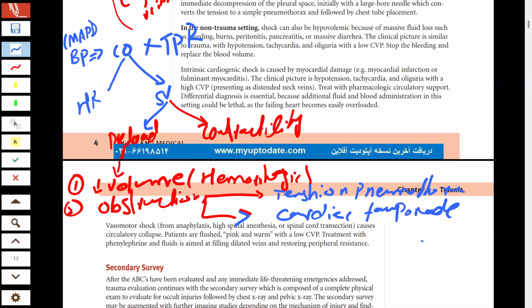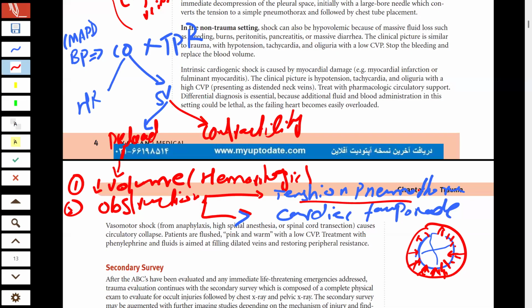So basically, what happens in cardiac tamponade? Here is the heart, for example. As we know, there is a surrounding pericardial cavity. Fluid accumulates in the pericardium in case of pericardial tamponade. This will compress the heart, and ultimately the left ventricular outflow. So the heart is not able to pump the blood. That is why there is an obstruction problem due to the compression by the pericardial fluid.